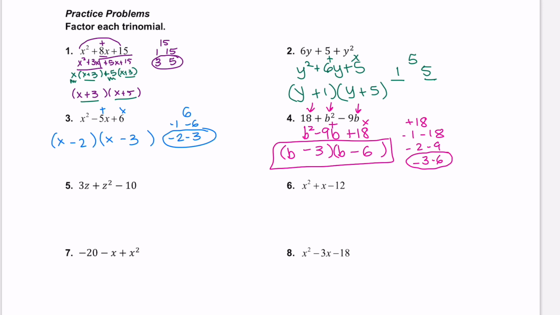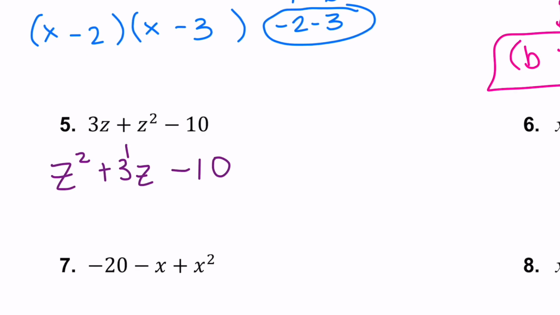Number 5, we're going to just get it in standard form. We want the z squared first, then the 3z, then the -10. First we learn to add, then we learn to multiply. We're looking for two numbers that multiply to -10 and add to +3. So one of these is going to be negative and one is going to be positive, but since they're adding to a positive number, the bigger number is positive.